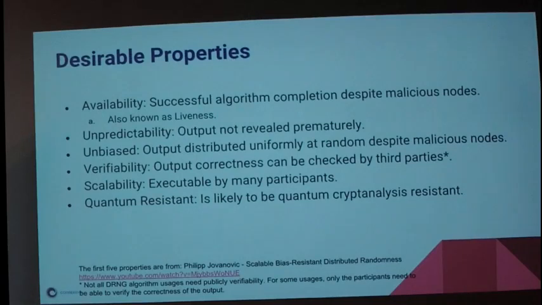Unpredictability means that if you're some actor in the system, there's no way of you understanding what the output will be or could be ahead of time. And unbiased is sort of related to that, but it's a bit stronger. It says there's no way of influencing the output.